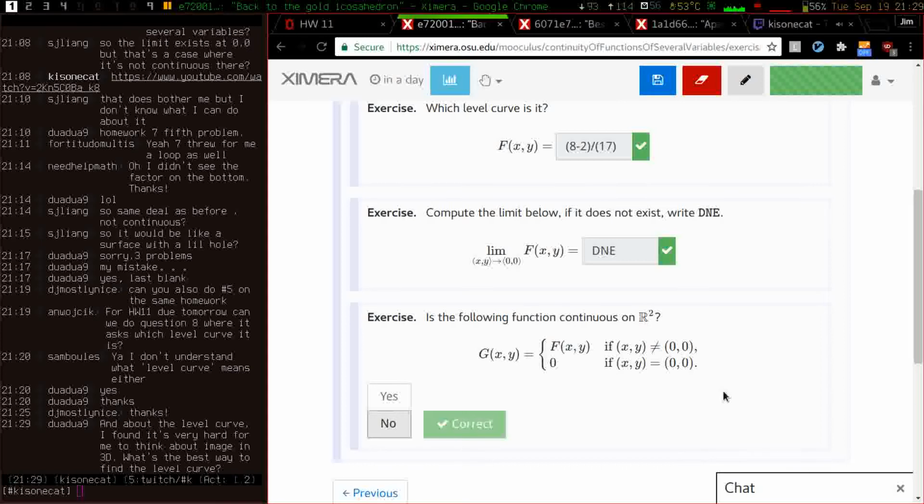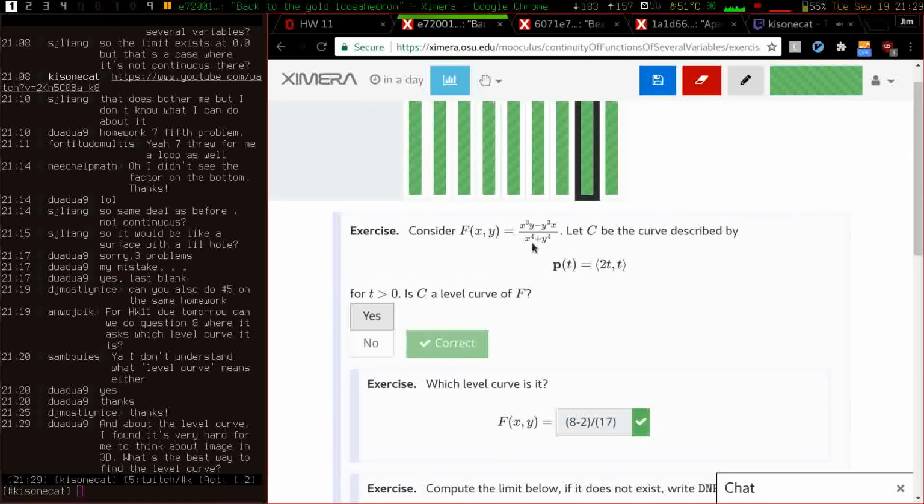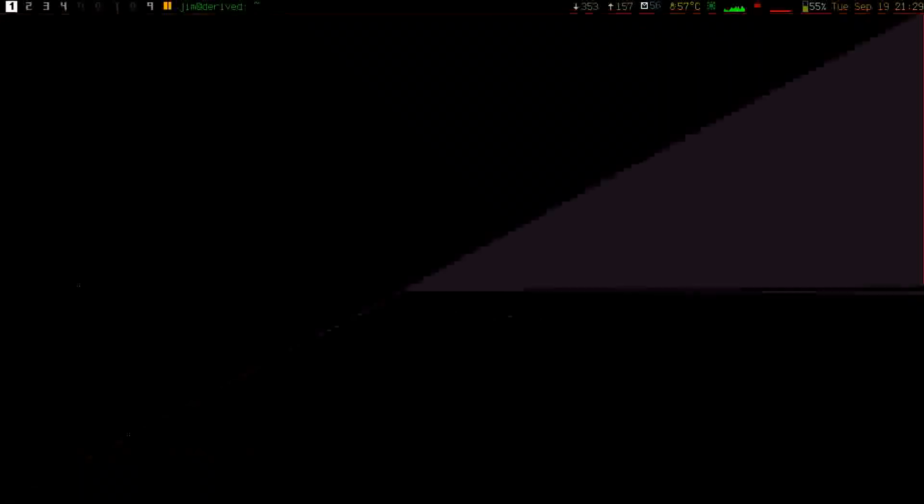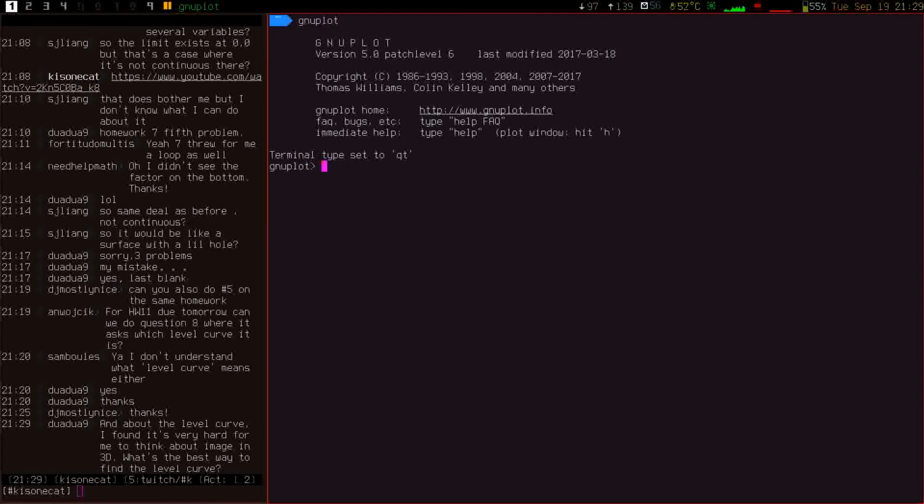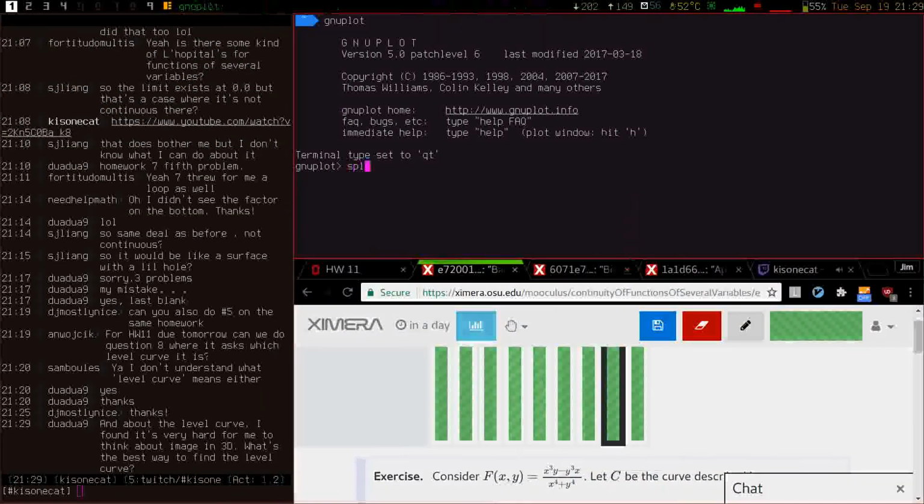Let's see. So you're finding it hard to think about the image of this function in 3D. Yeah, I agree. I think it's pretty hard to visualize that function. We could try using some software if you want to try and think about what this looks like.